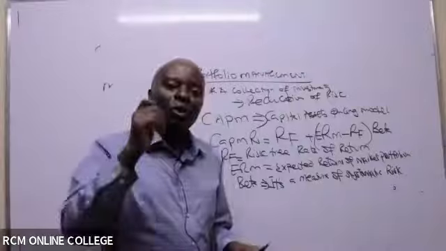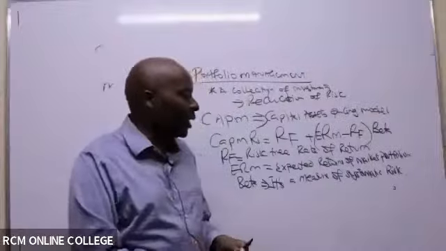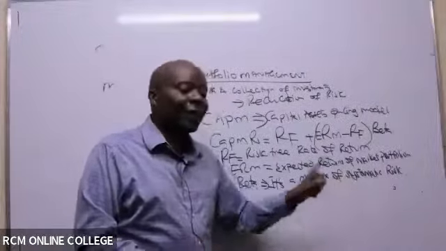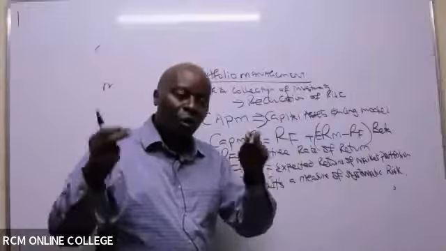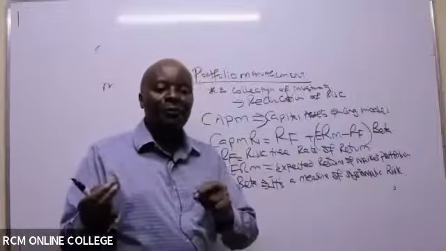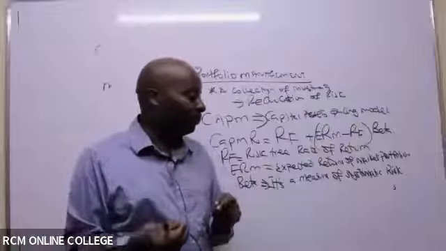So whenever we talk of systematic risk, I'll be defining this better, these are those risks that are uniformly distributed in a given economy. You go to this industry, you find them. Wherever you go, you will find them.